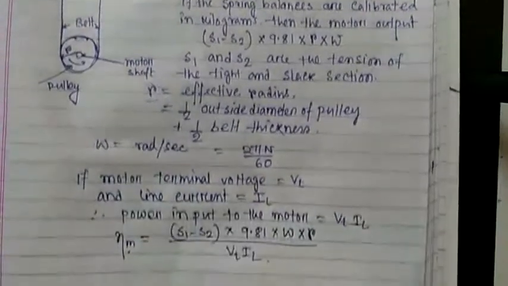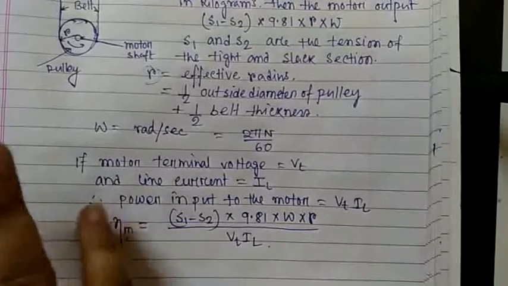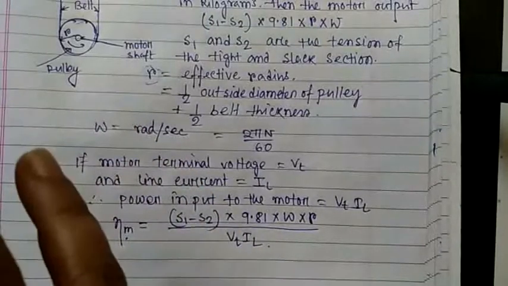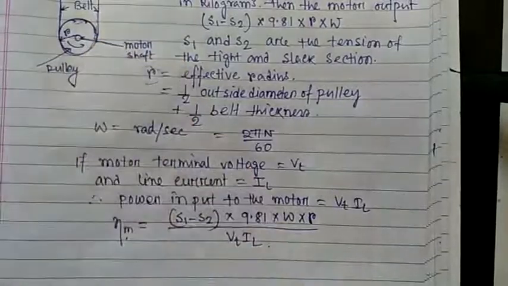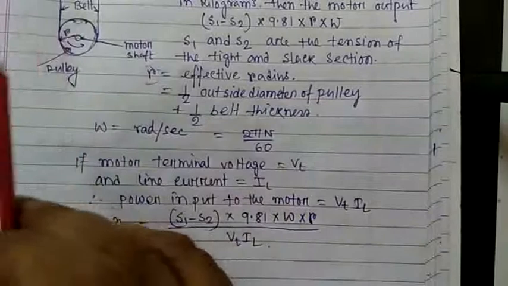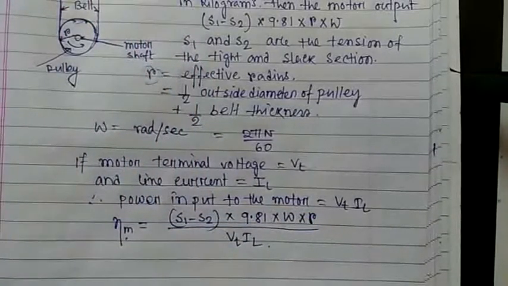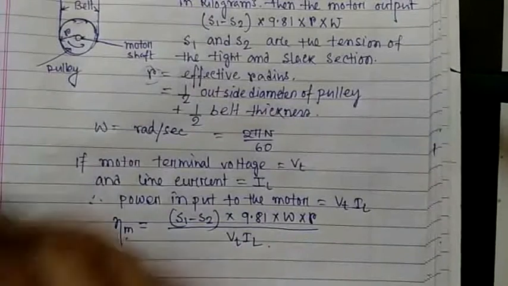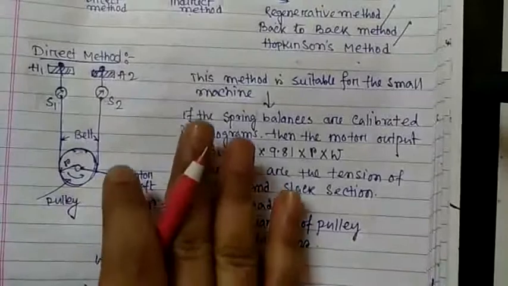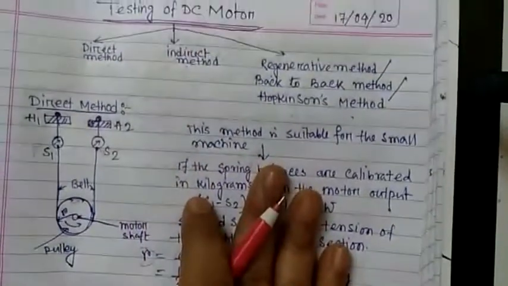So these are the two main disadvantages of this method: the spring balance readings are not steady, and the friction torque at a particular setting of hand wheels H1 and H2 does not remain constant. So this is the direct method of testing of a DC motor. Thank you.